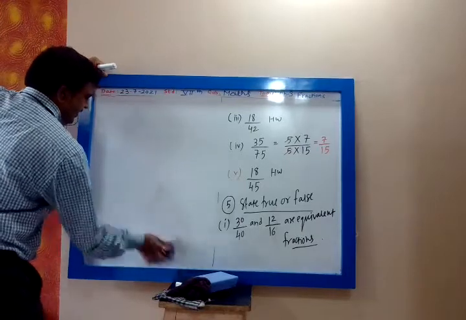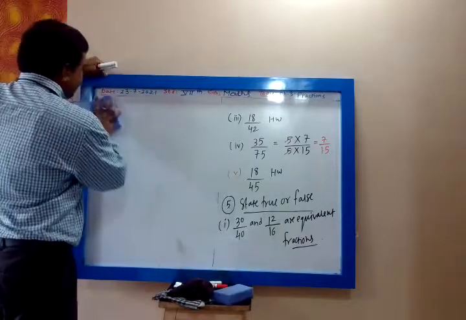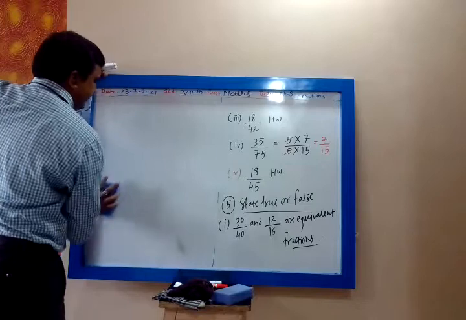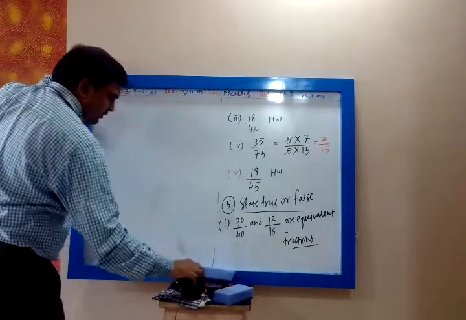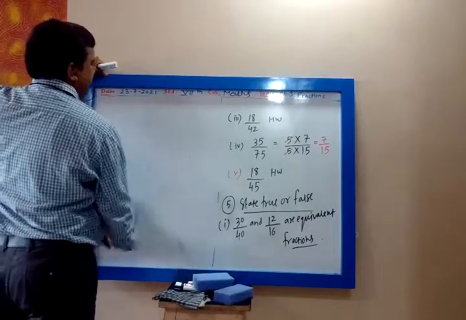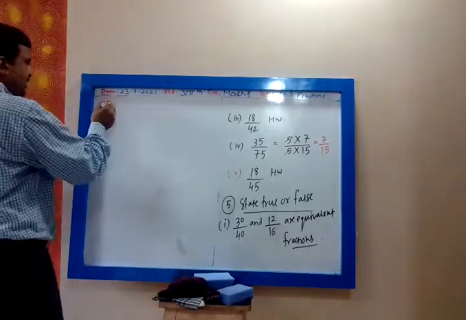Equivalent fraction means they have the same lowest term. So let me write that wording. You have to find the lowest term of both the fractions. If the lowest terms are equal, the fractions are equivalent. So you write down this reason.